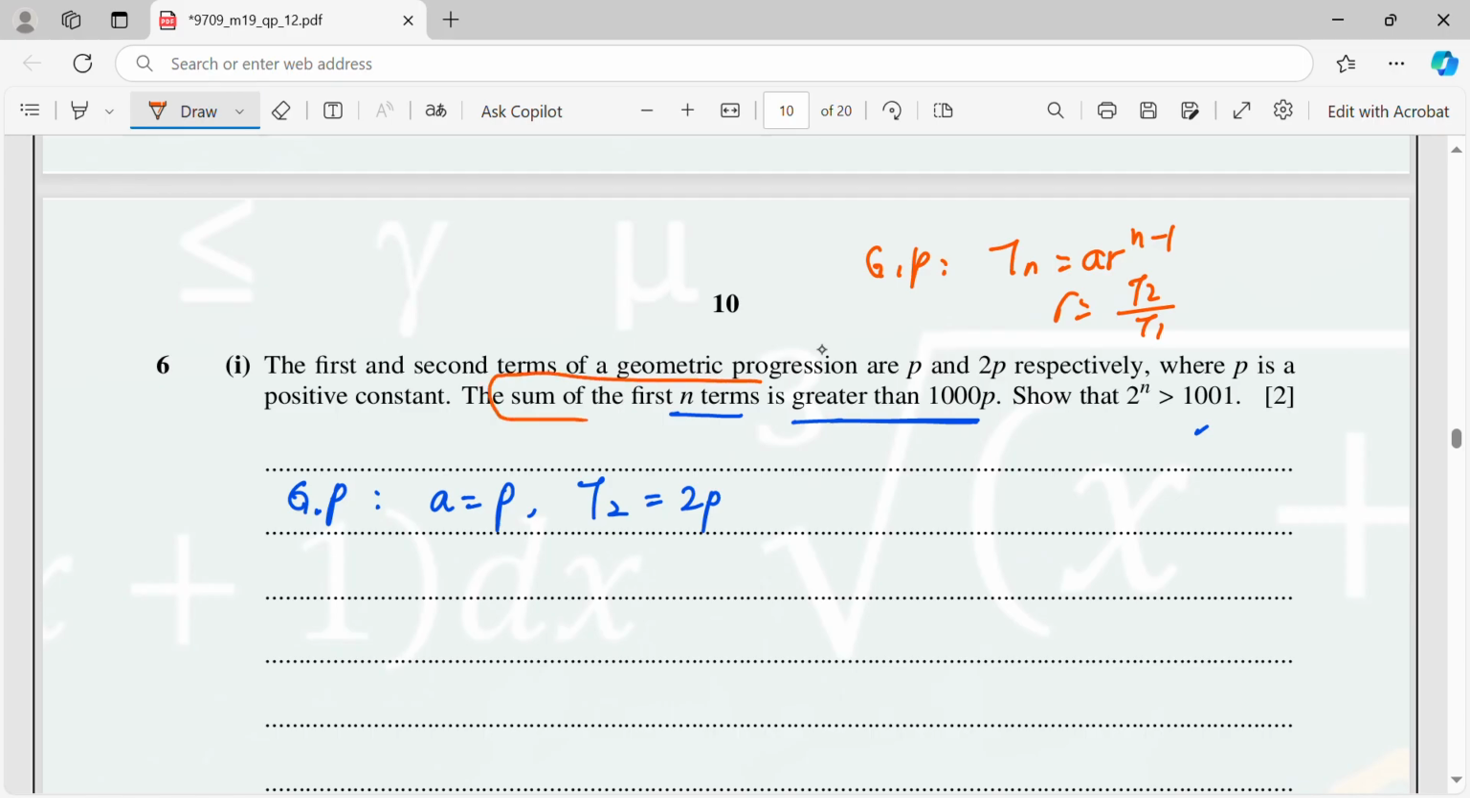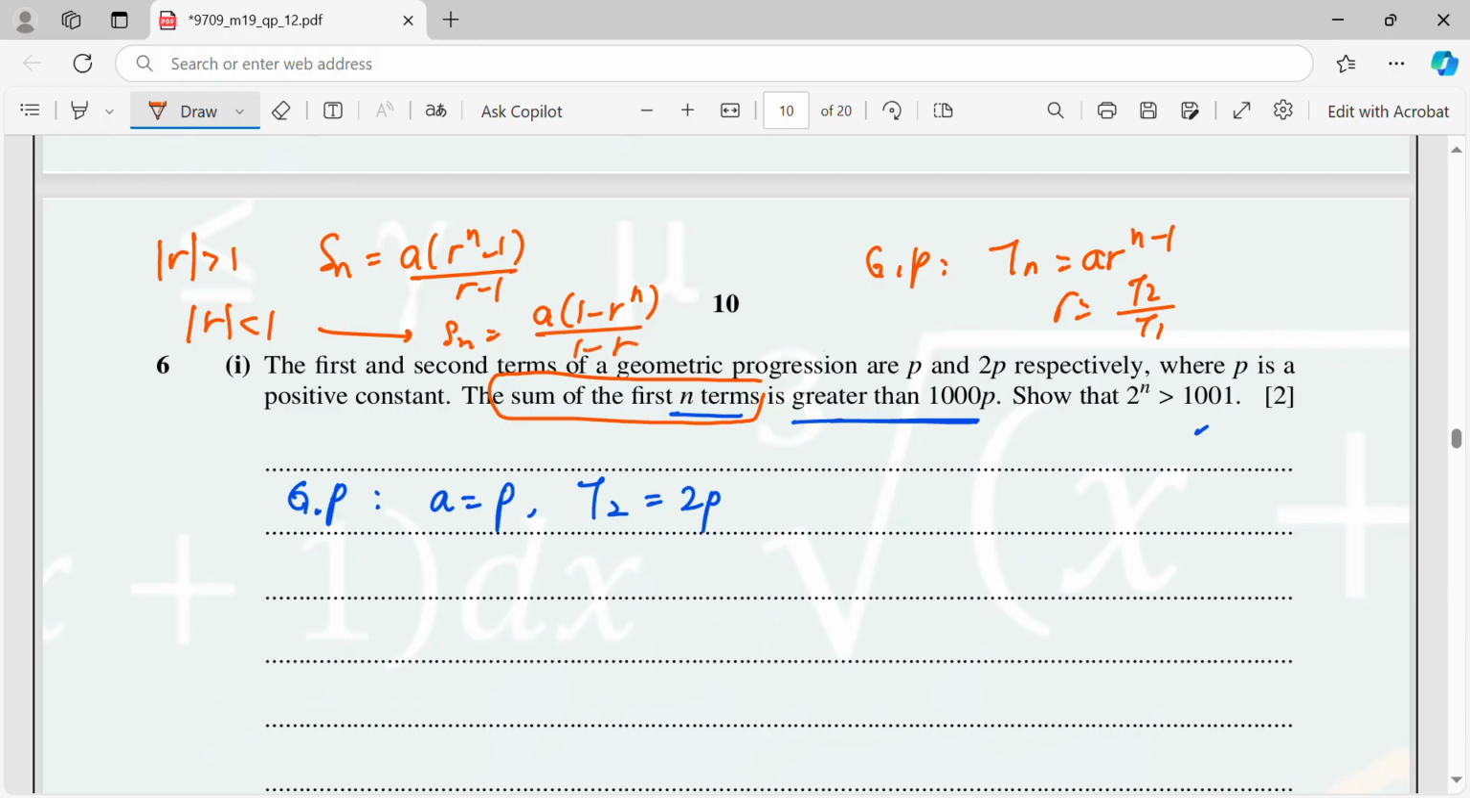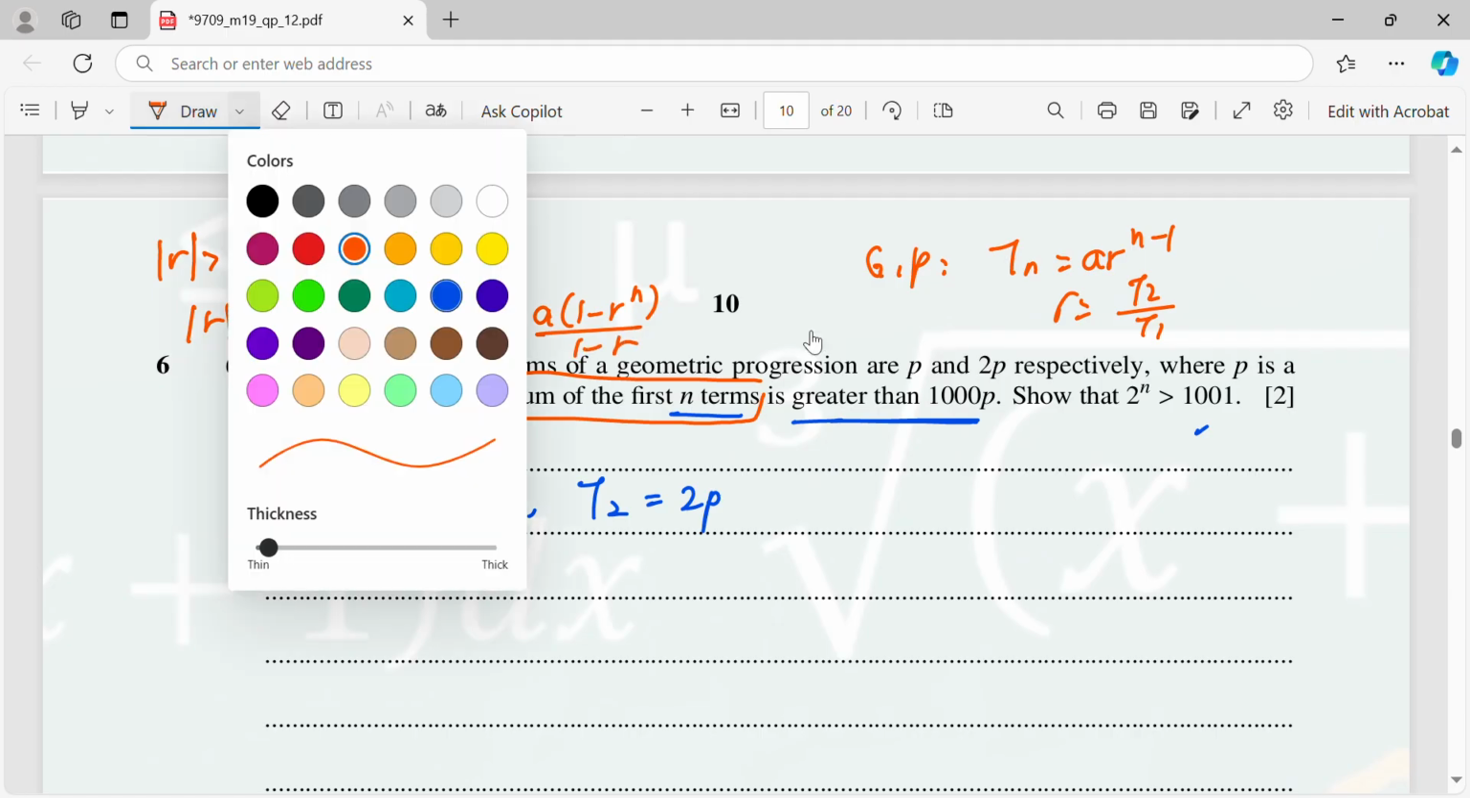Sum of the first n terms, that is the Sn. Sn equals, if your modulus R is greater than 1, A bracket R^n minus 1 over R minus 1. But if it is less than 1, then Sn equals A bracket 1 minus R^n over 1 minus R. Okay, so we have two formulas here. It depends on your R value.